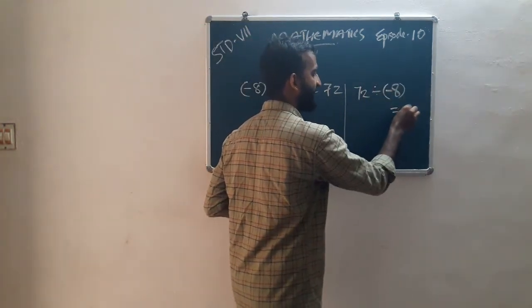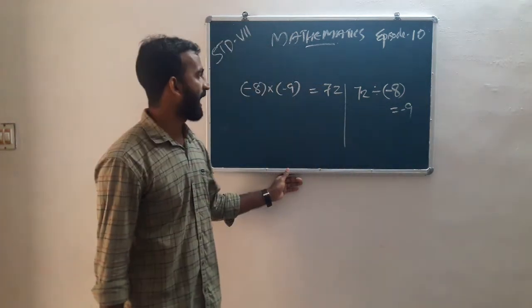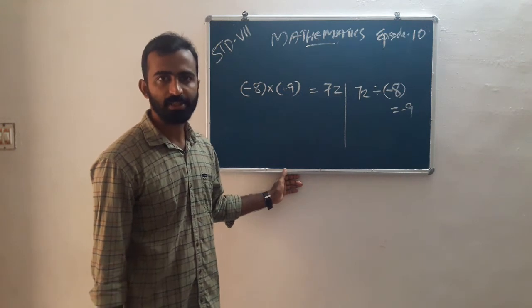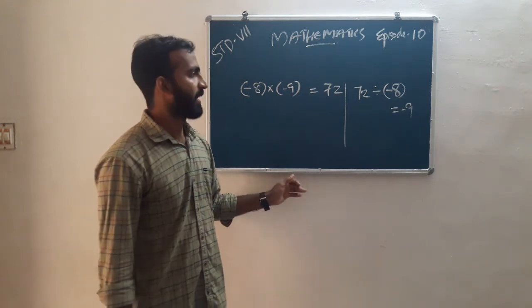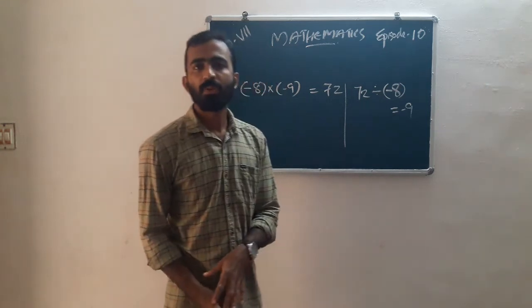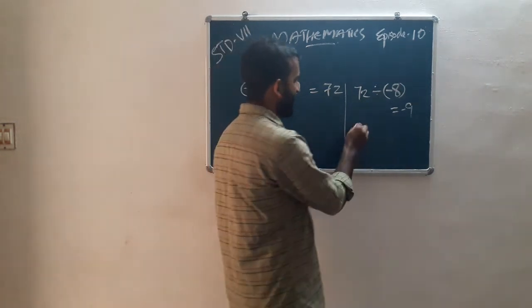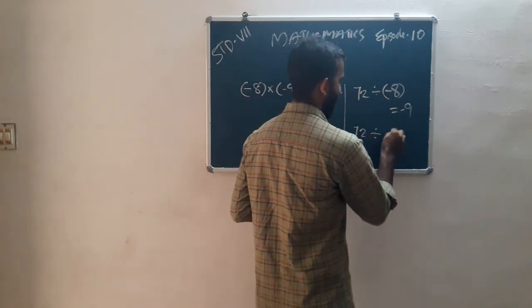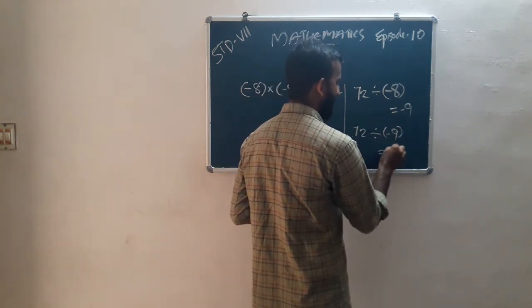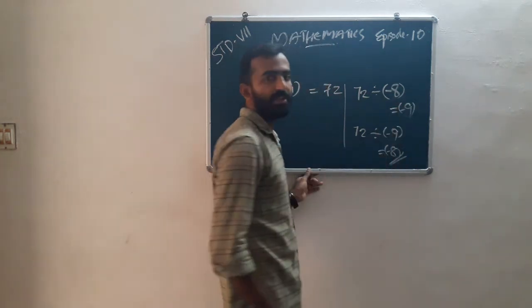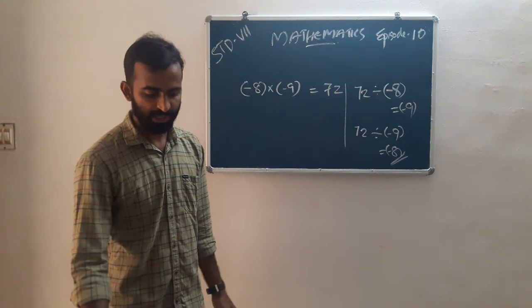We get the answer negative 9. Is it correct? Yes, 72 divided by negative 8, we get negative 9. And 72 divided by negative 9, we get the answer negative 8.